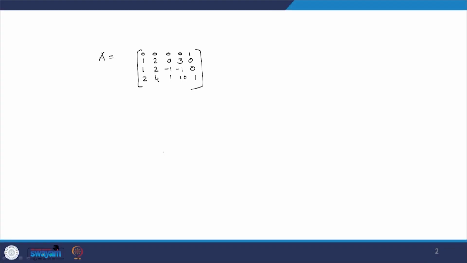Let me quickly take an example and show it. For this, let me consider a matrix A of 4 cross 5 order, which is given like this. Now, this matrix is not a row reduced matrix because it does not satisfy the criteria of a row reduced matrix. So, first let me find a corresponding row reduced matrix.